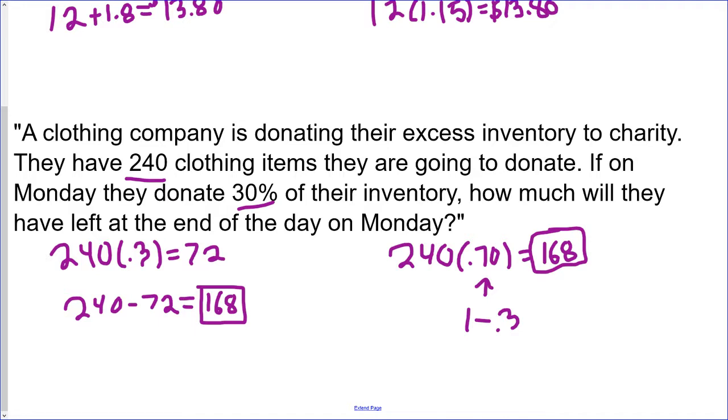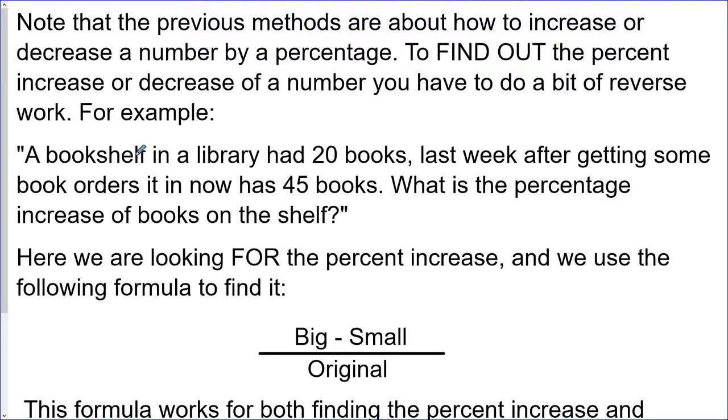Now, there is a slightly different wording of this problem that requires you to do a slightly different method here, because what we're doing here is we are figuring out what is a value after it's been increased or decreased by a percentage. We're taking the percent increase or decrease of something. Another type of problem that sounds very similar but is fundamentally different is this. If we want to figure out what the percent increase or decrease was, that requires us to do a little bit more work. Or not a little bit more work, but a little bit of different work.